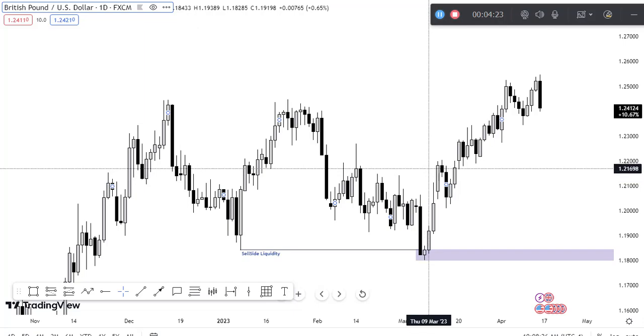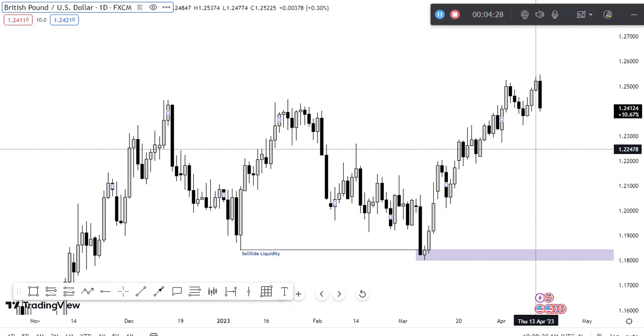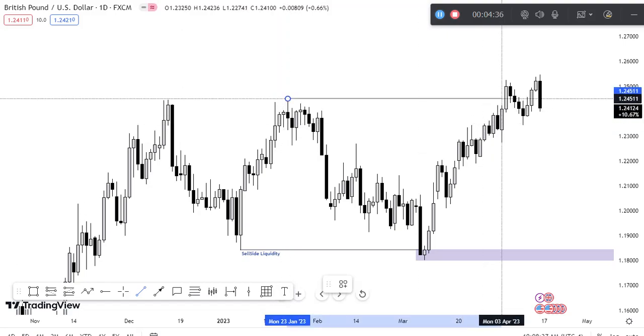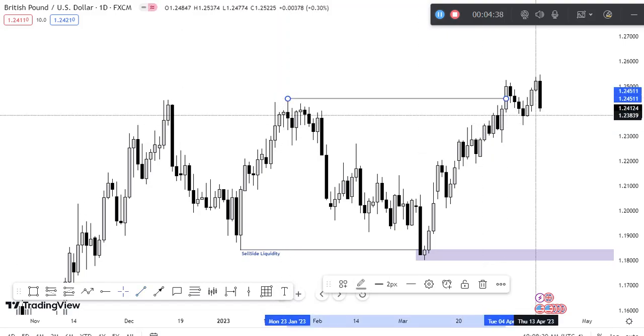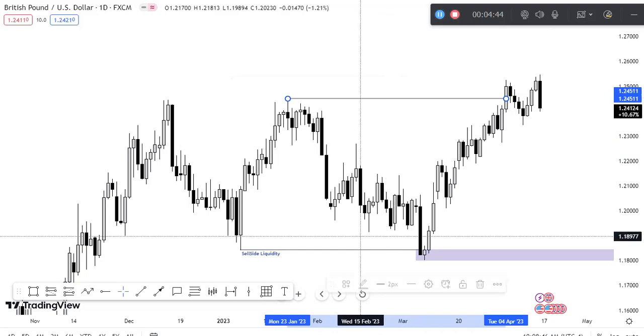Then we'll be moving on to the next chart where you will have to identify the zones yourself by pausing. But right here we got buy side, which has been violated right here, so it's no longer considered buy side.